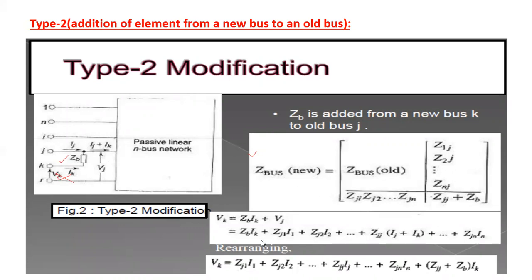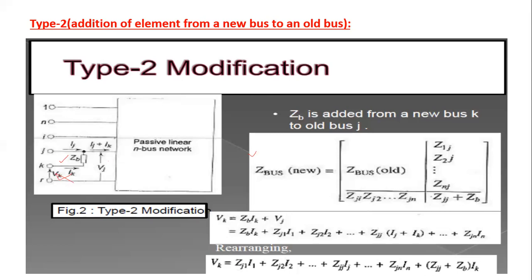This is the Z bus matrix, and then we write down the voltage equations for that addition of branch in between the old bus to the new bus. How can we write that? These equations mean we can multiply with voltage: V is equal to Z into I. Then we can write down the VK equation by using this Z bus matrix. This is the Z bus formation when we are adding the branch in between the new bus to the old bus. This is the type 2 modification.